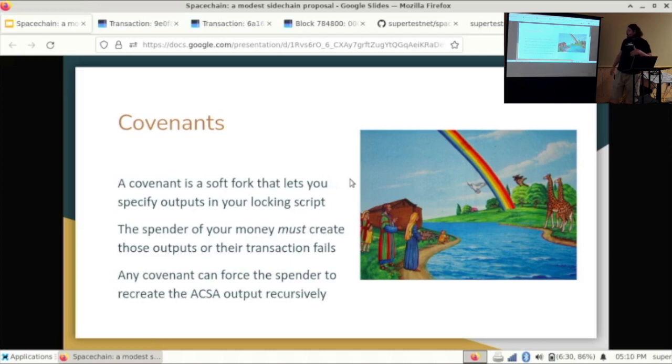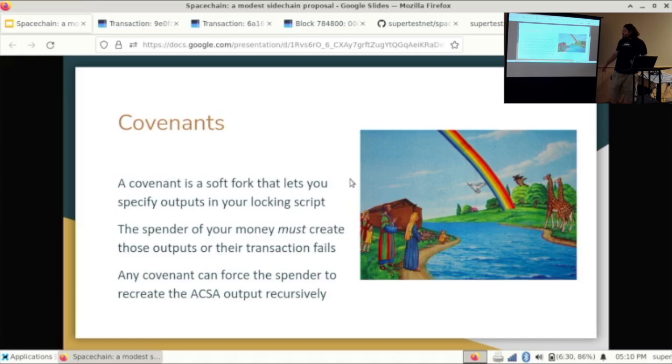It's a soft fork that, if we get them into Bitcoin, lets you specify outputs in your locking script. You basically create a whitelist. You say, I'm going to put some Bitcoins in this address, and this address can only send money to this whitelisted set of addresses. That's what covenants do. They create whitelists. And you can make the only address it can send money to be itself. And then no one can run off with the money, because they have to put it right back into itself.